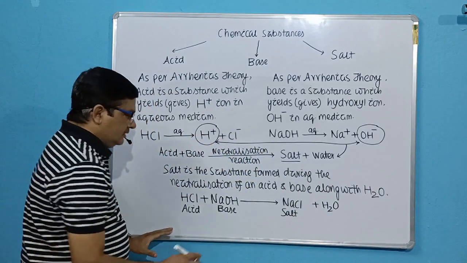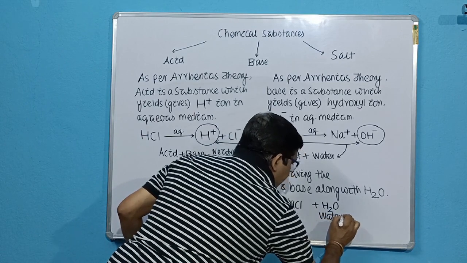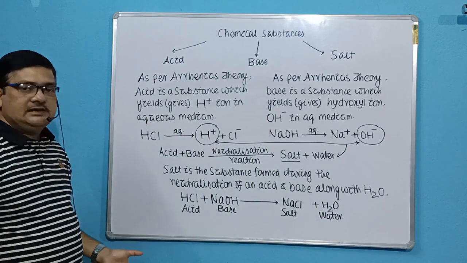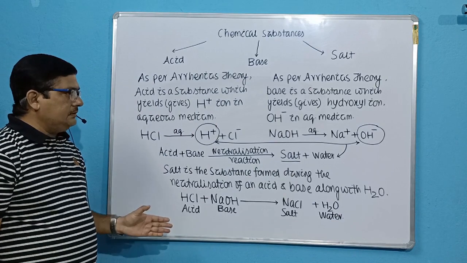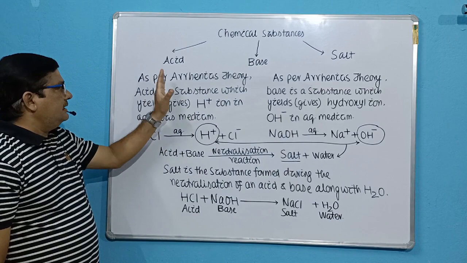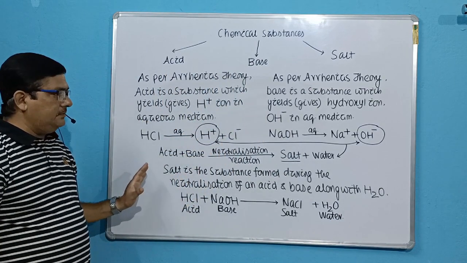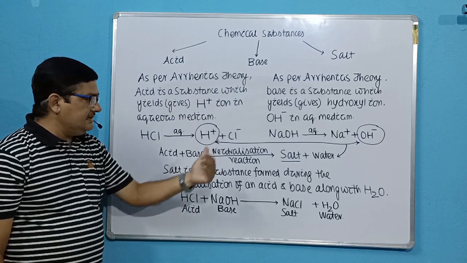Remember the definition: along with water, the other substance which is formed during the neutralization is called a salt. So this is for today. In the next class I will be giving you the different formulas for how to calculate the equivalent mass of an acid, base and salt. Remember the definitions of acid, base and salt well.